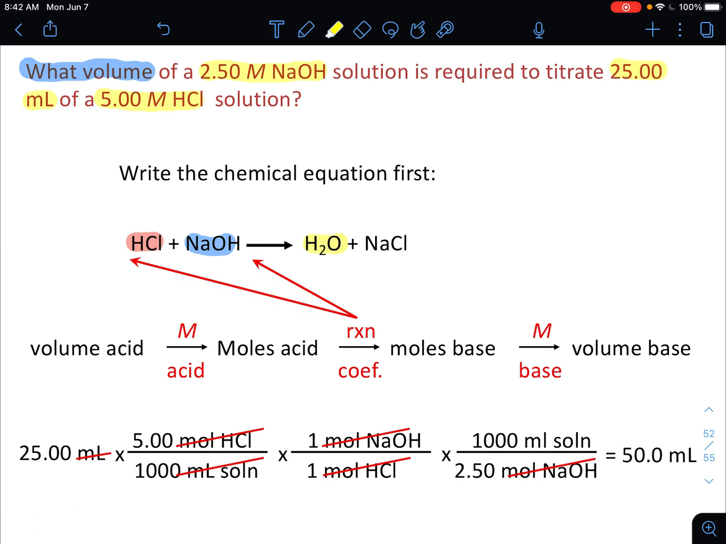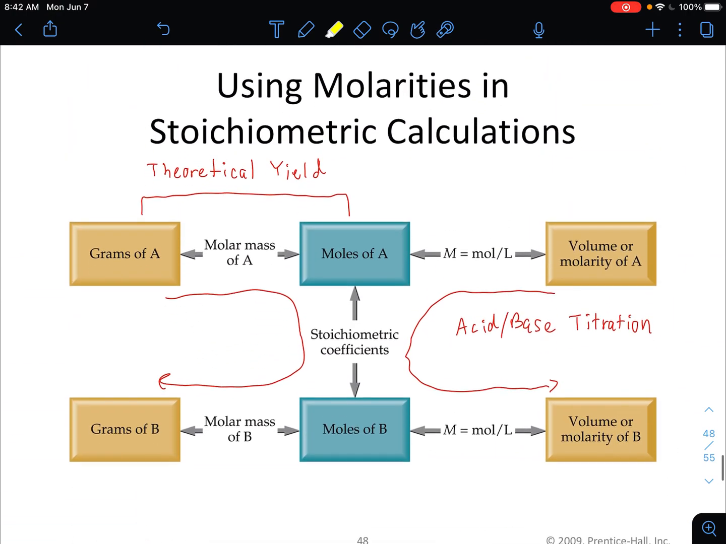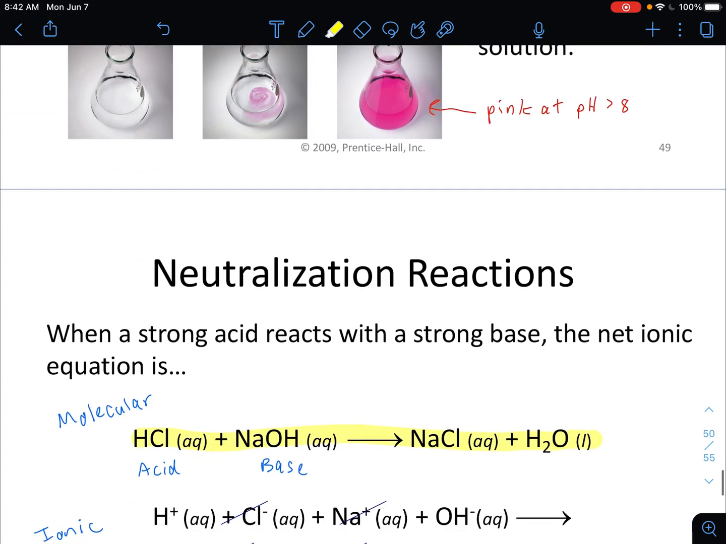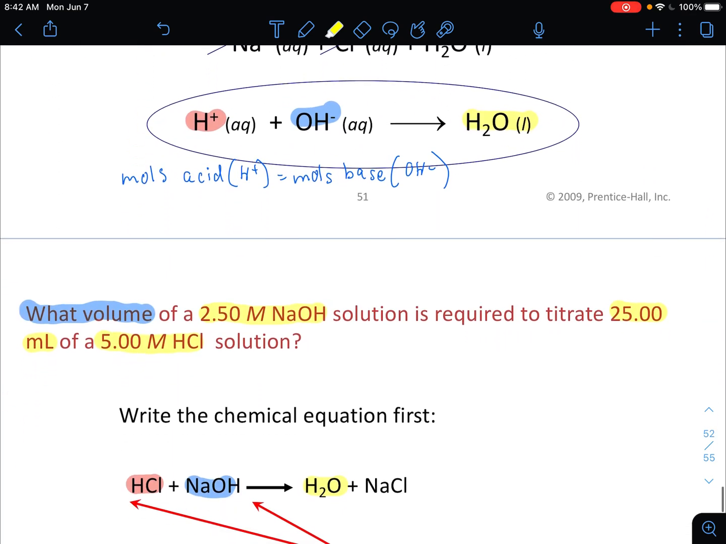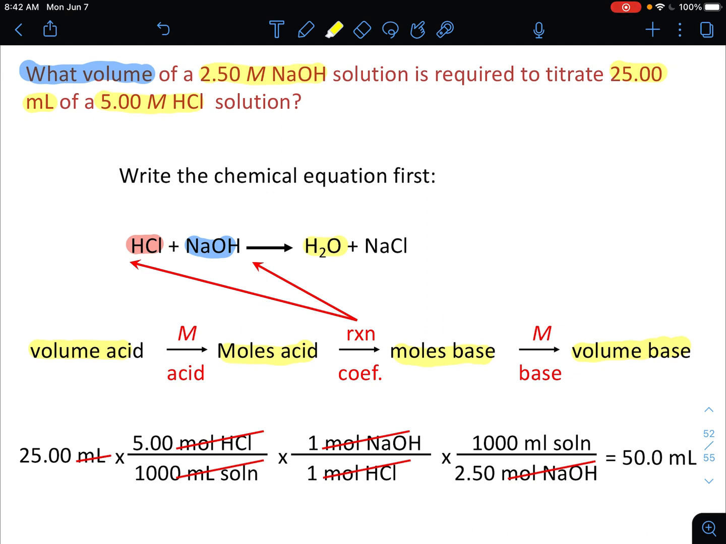So if we go back to our flow chart, we went from volume of acid to moles of acid, using the balanced equation to go to moles of base, and then to volume of base. So that's what we had here on the right half of this chart, right? Volume of A going to volume of B. So it's similar to our approach to a theoretical yield problem, right, with these three conversions, but now we're working with molarities instead.